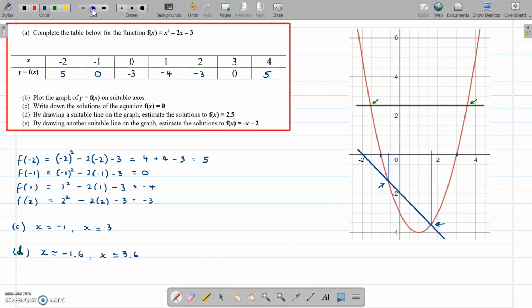So I'll write finally here that for part E, x is approximately equal to negative 0.6 and x is approximately equal to 1.6. Okay, and that's how you would answer that question. But really importantly, leave these lines on your graph because this is evidence that you've used the correct method and shown your working. Okay, that's the end of that question.